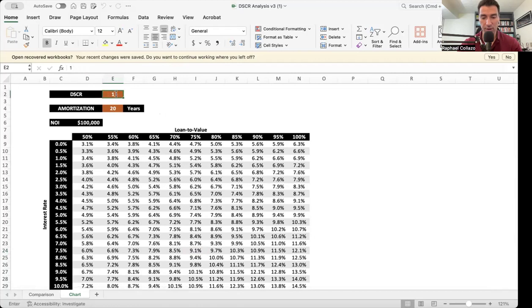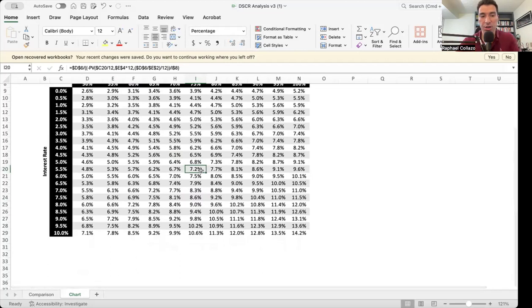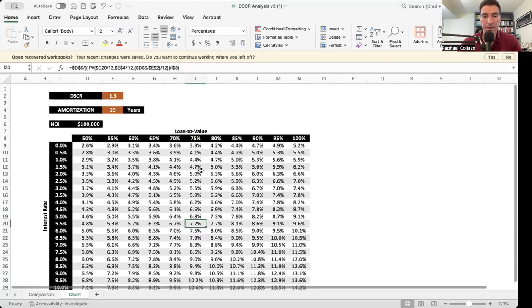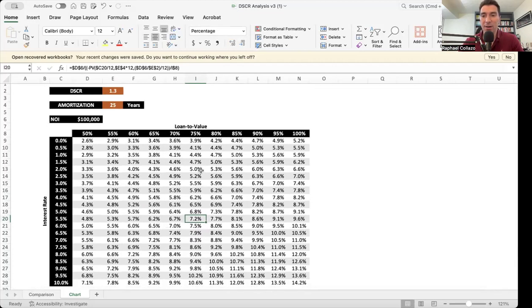You can even go in here and put 1.3. Let's say that you got a lender that would give you a 25-year amortization, and it will affect the cap rates that you could achieve based on the different interest rates being offered. I'm happy to link this in the description as well, so you can reference it. But hopefully you gained some value from this video. Hopefully this explains why you're not seeing a whole lot of investment transactions going on right now.